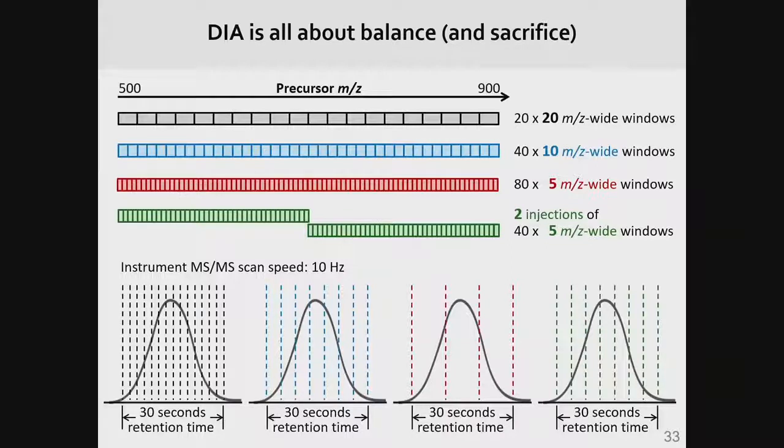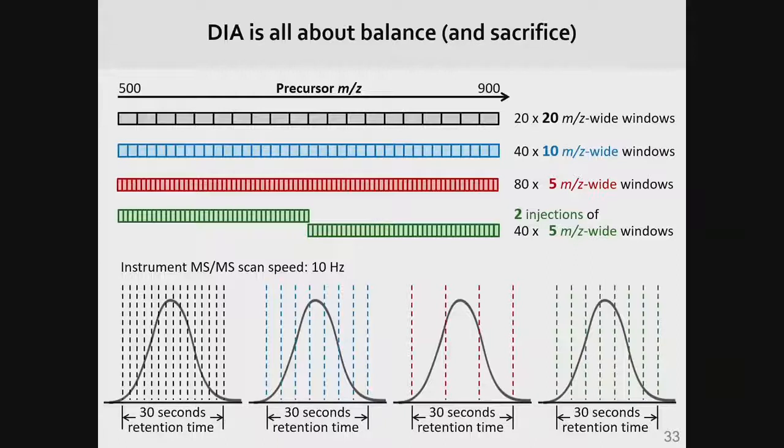Another alternative, and we'll talk more about this on Thursday, is that you could make multiple different injections to span this mass range. This does come at the expense of throughput, but it definitely means that you get narrow isolation across the entire mass range.